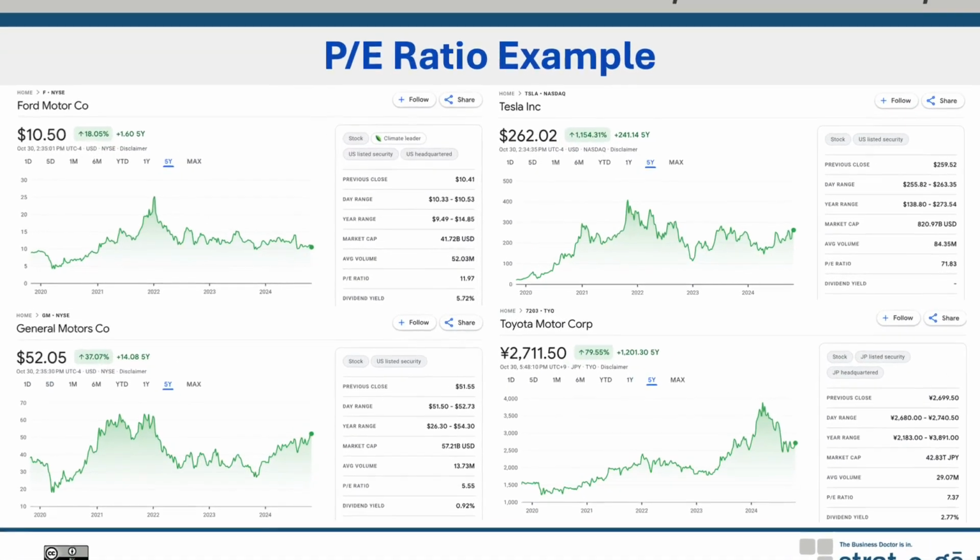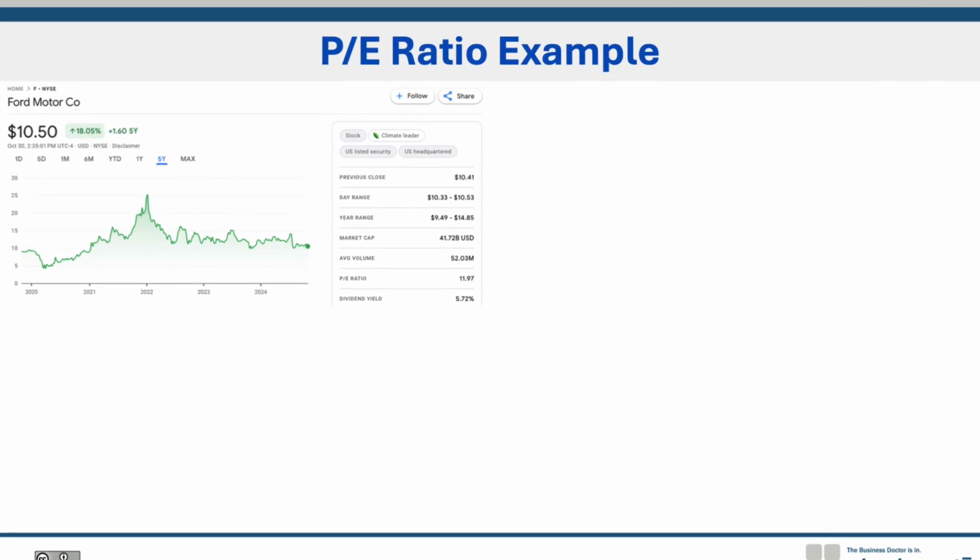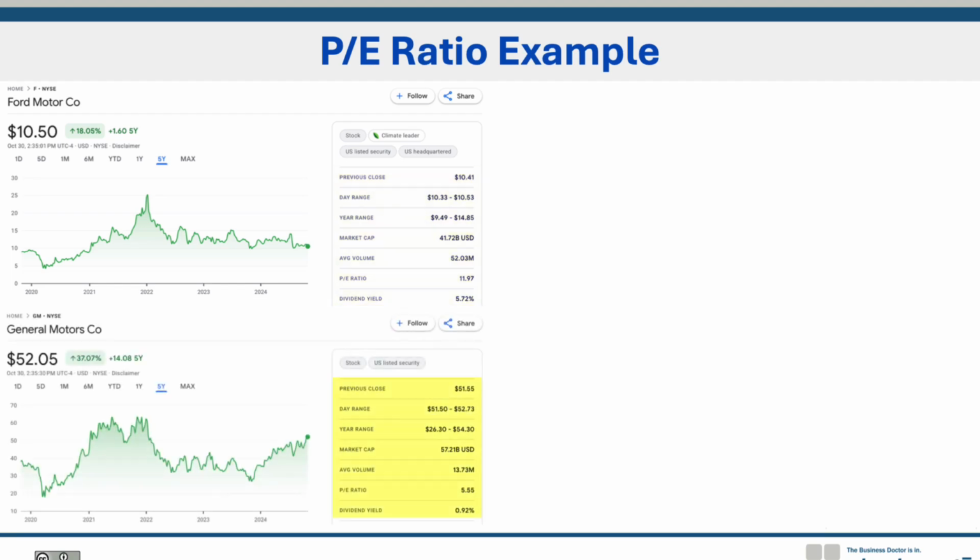Now, let's look at some of the car makers. Ford has a recent stock price of $10.41, a market cap of $41.7 billion, and its PE ratio is 11.97. General Motors, $51.55 stock price, a market cap of $57.2 billion, PE ratio of 5.55. So it's trading at 5 times earnings. Ford is trading about twice that at 12 times its earnings.